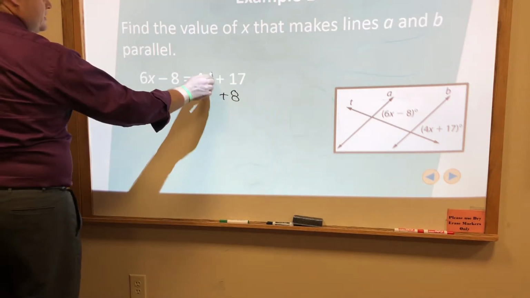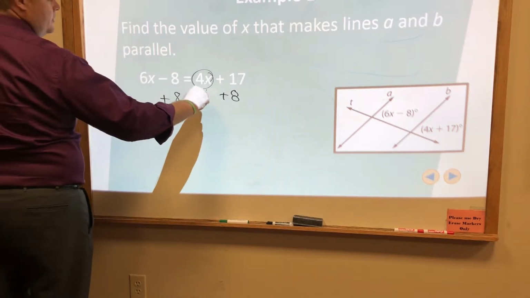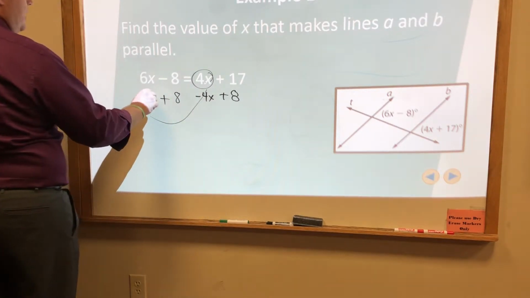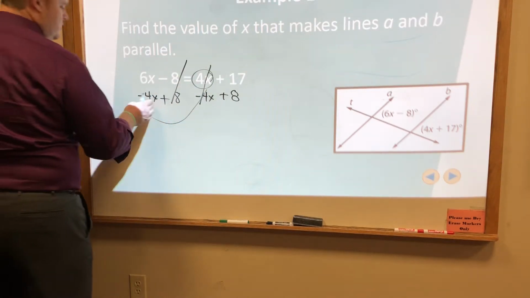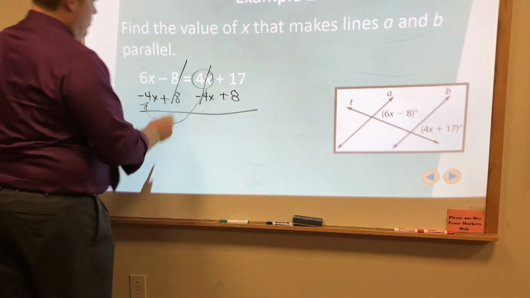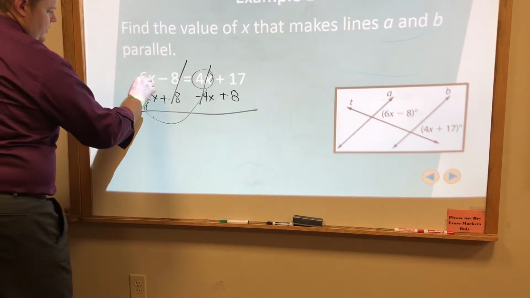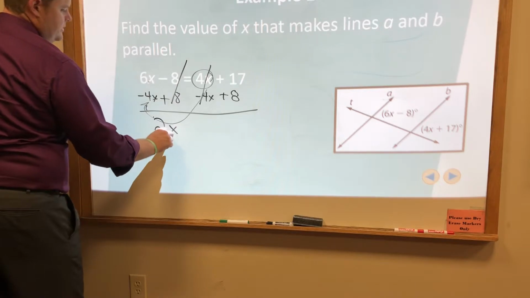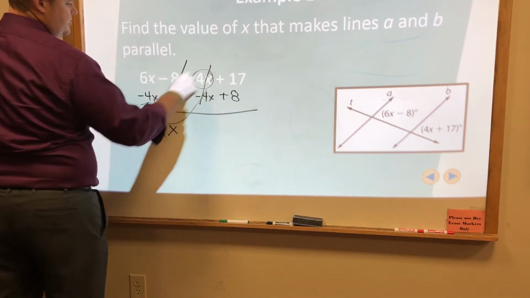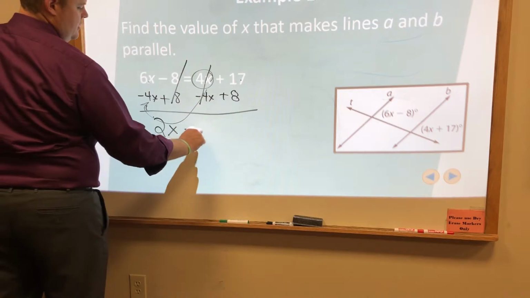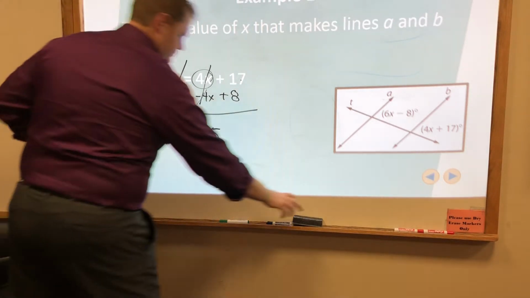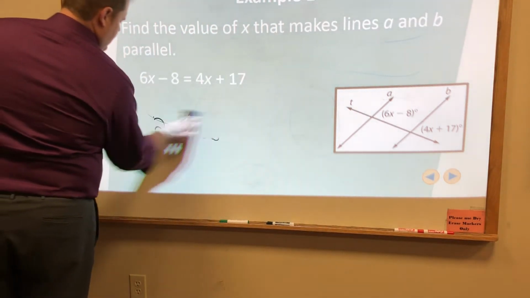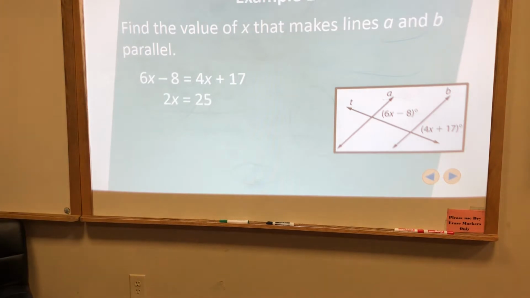Now, we want to bring this x over here. We've got to combine them. So minus 4x, minus 4x. That cancels, that cancels. What you do to one side, you must do to the other. When you do that, what do you get? You get 6x minus 4x is 2x. That's canceled, that's canceled. 17 plus 8 is 25. So 2x equals 25. That's what you're left with. Show you there.